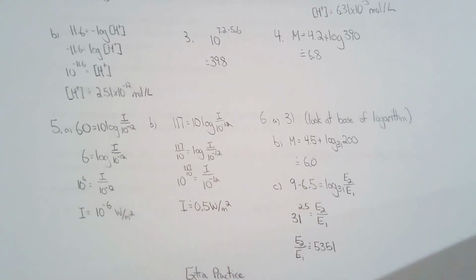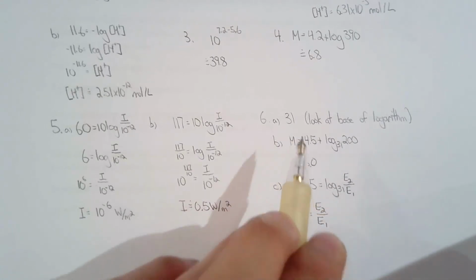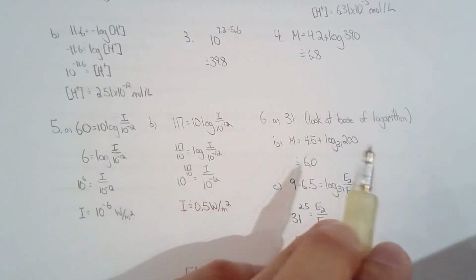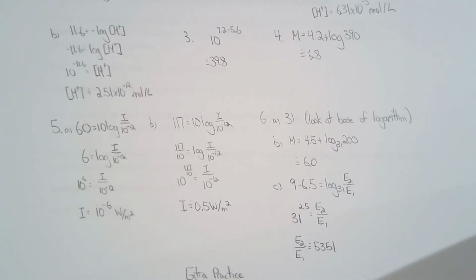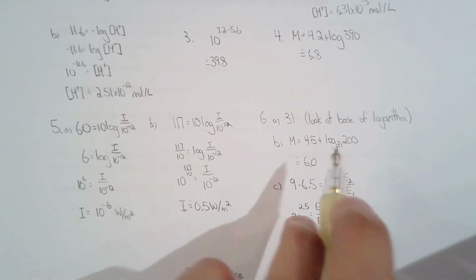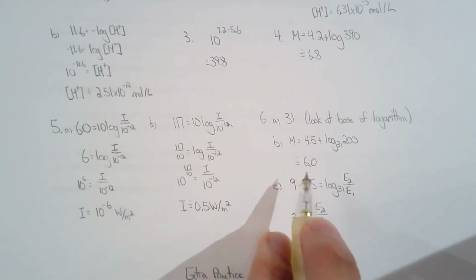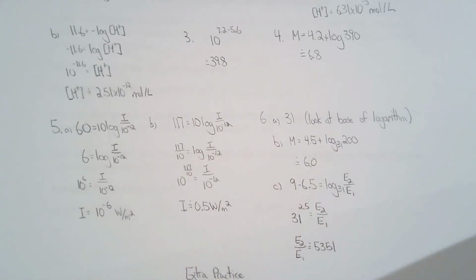In number 6, we're working with the energy released from an earthquake. So they gave us a new formula, but basically the way this scale works is that if you change 1 unit on the Richter scale, it's 31 times the amount of energy released. Okay, so it's a strange number, but that's what it is. And I can tell because I saw the base of the logarithm. So using that fact, you can just answer B and C.